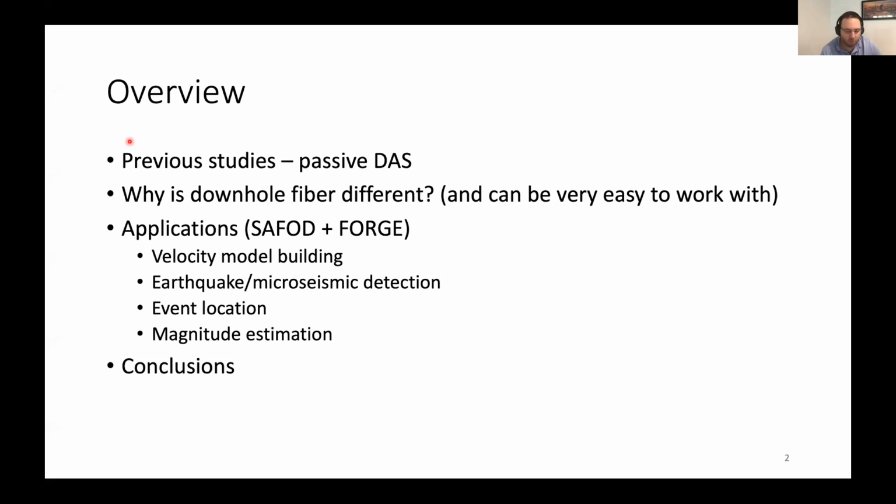But I will also show a little bit of records and analysis from SAFOD, which is a DAS fiber deployed near the San Andreas Fault, just to vary the data a little bit. And of course, eventually try to draw some conclusions about the future.